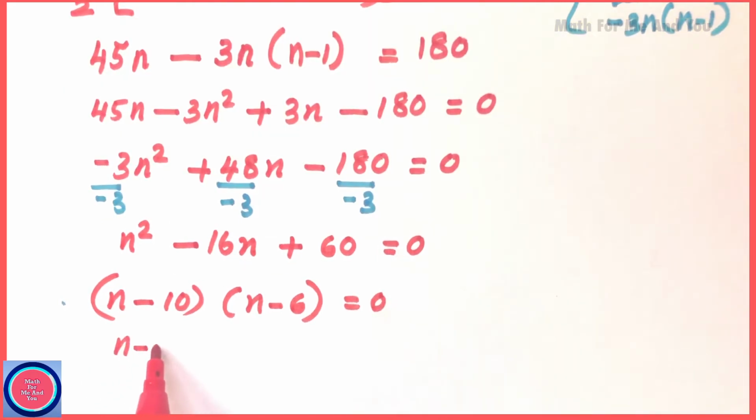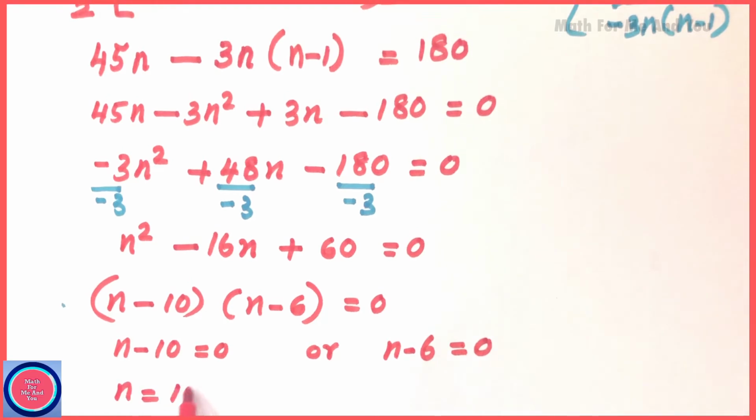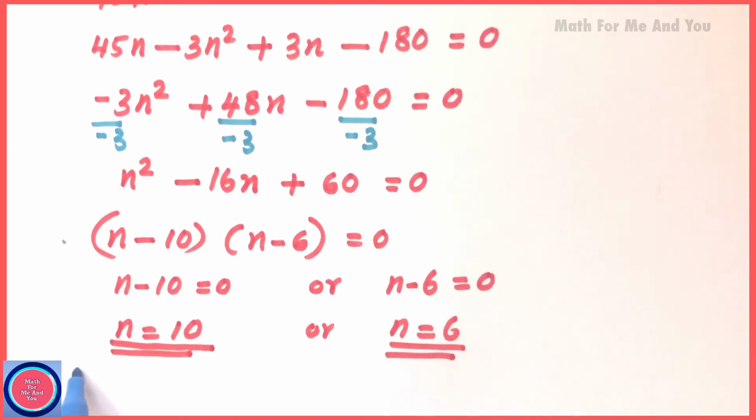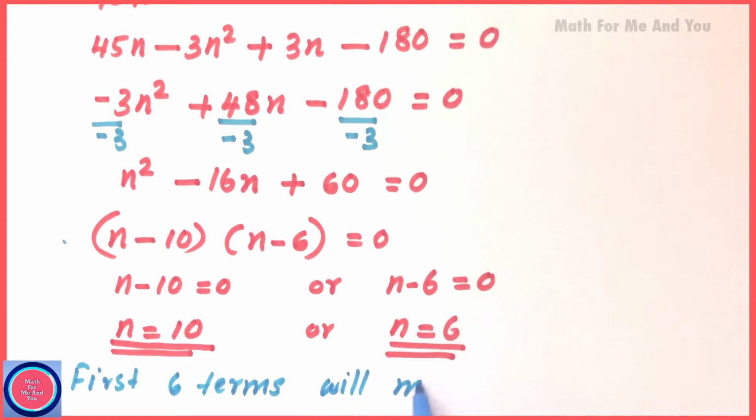N minus 10 equals 0 we can write, or n minus 6 equal 0. That means here we get two values, n equals 10 or n equals 6. What do you understand from here? From here we understood that if we collect 6 numbers, the total is 180, and if we collect 10 numbers also, the total becomes 180. How is this possible? This is possible because the first 6 numbers, when we look at this AP, are all positive numbers and they will make the total 180.